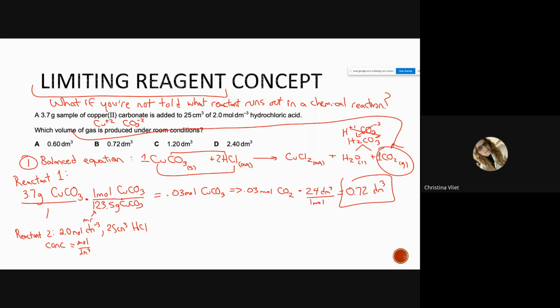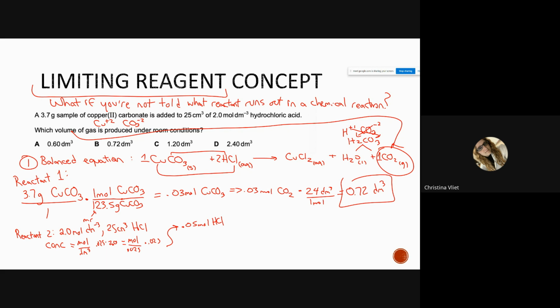So you would do 2.0 is the concentration. We're looking for the moles, and the dm cubed here is 0.025. Multiply both sides by 0.025. What does that give us for moles of HCl? 2.0 times 0.025. I did 0.05. But now what?